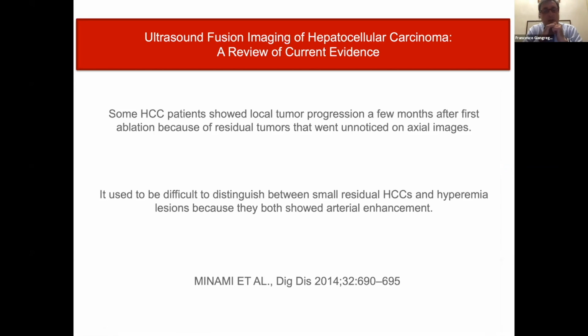And several years ago, several authors demonstrated that some HCC patients showed local tumor progression a few months after the first ablation because of residual tumors that were unnoticed on axial images. So this system is able to help us to perform a complete treatment in a very easy way.